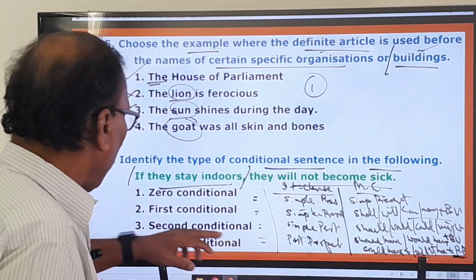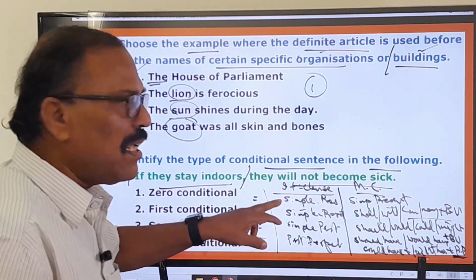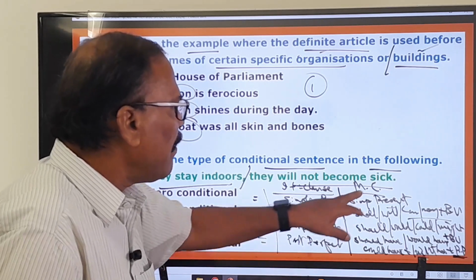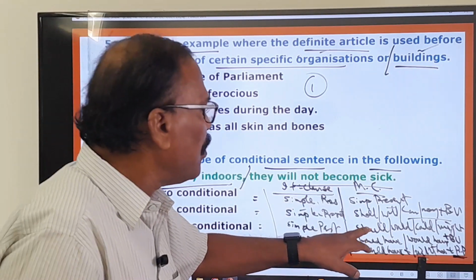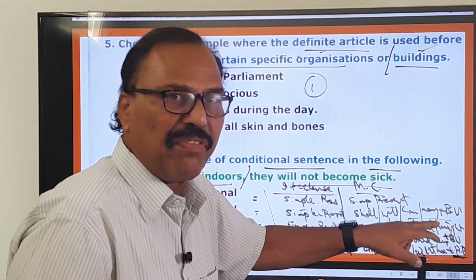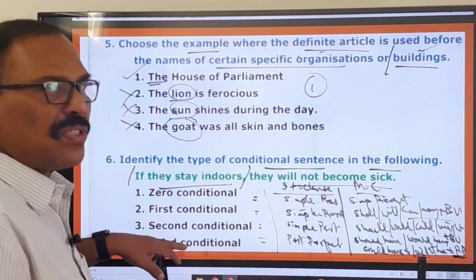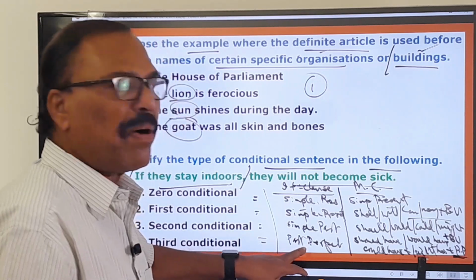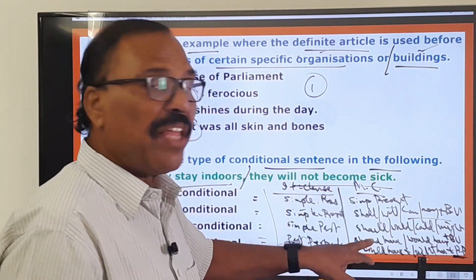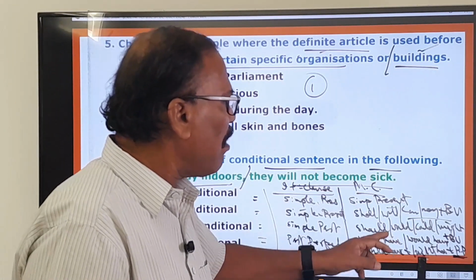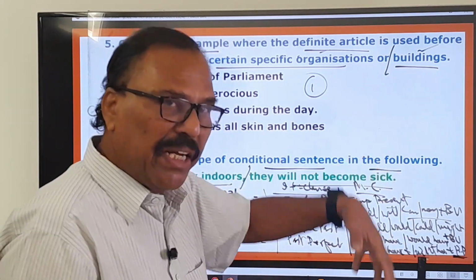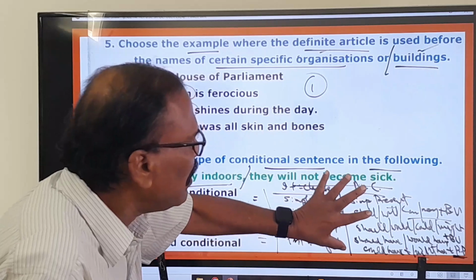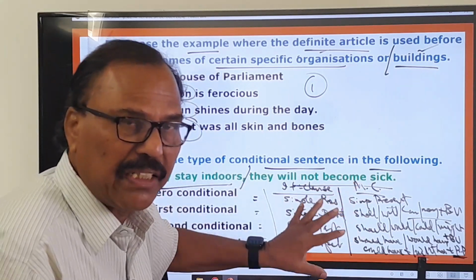In the second conditional sentence, that is the impossible conditional sentence, in the if clause part there will be simple past. In the main clause part, a sentence with should, would, could, might plus base form verb will be there. In the third conditional sentence, that is the unfulfilled conditional sentence, in the if clause part there will be past perfect tense. In the main clause part there will be a sentence with should have or would have or could have or might have plus the past participle form of the verb. This is very important information you are able to get now from this question.